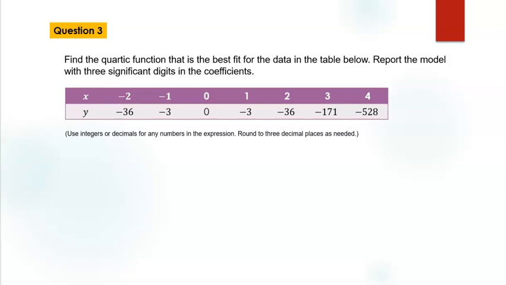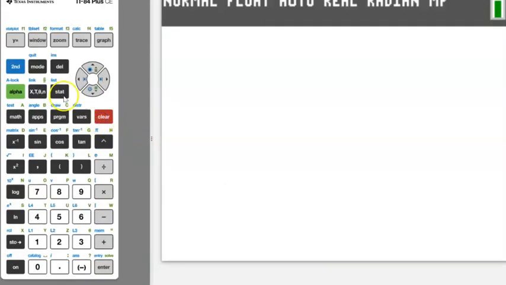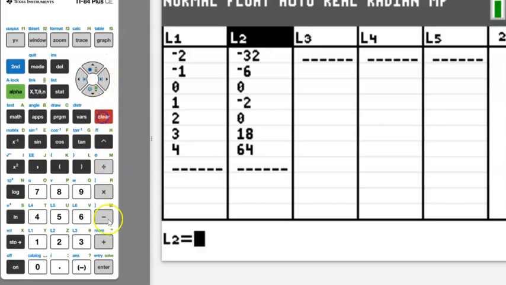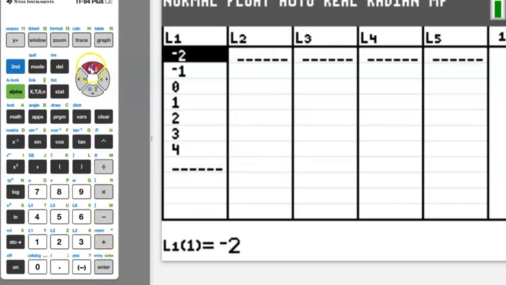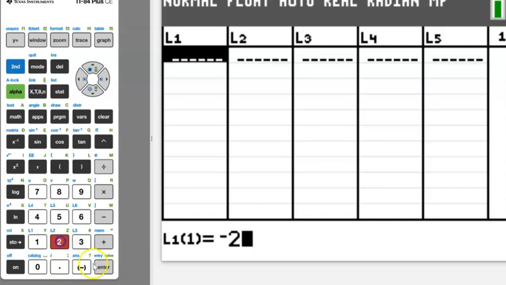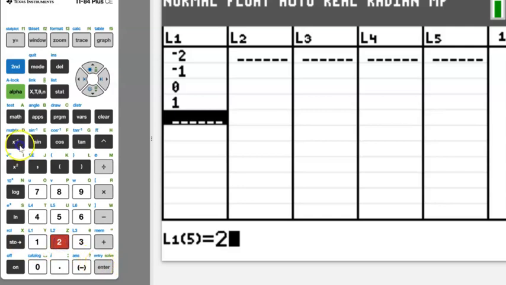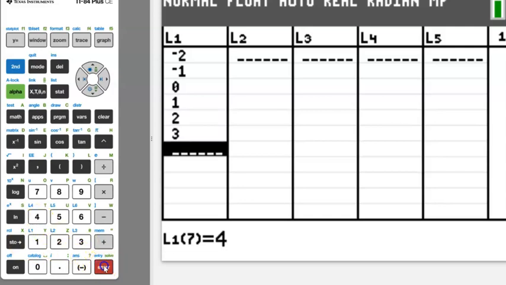So in this particular case, we are going to go ahead and use the TI-84. So we clear the data here, we go to start, we edit, we can delete our data in L2, clear, enter, then you scroll to the left and then up, clear, enter. So the x values are starting from -2 all the way to +4. So -2, -1, enter, 0, enter, 1, enter, 2, enter, 3, enter, 4, enter.